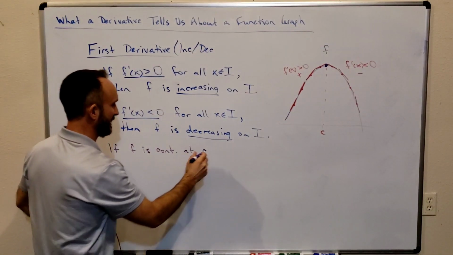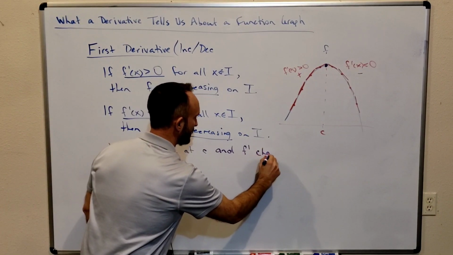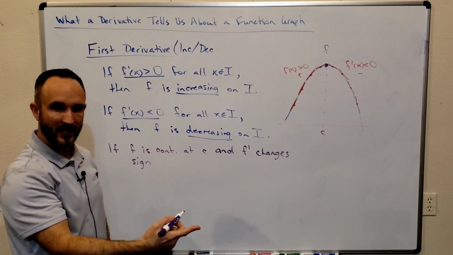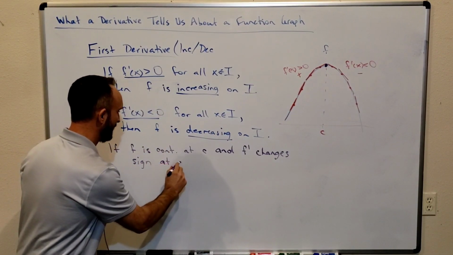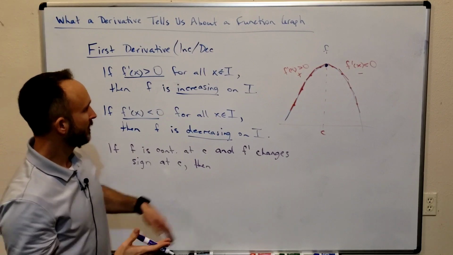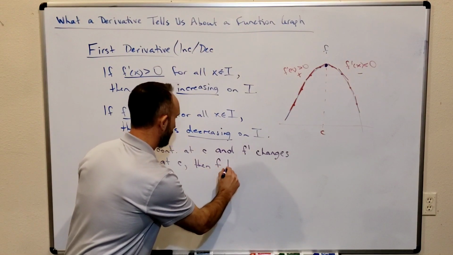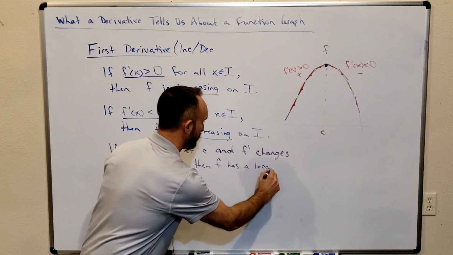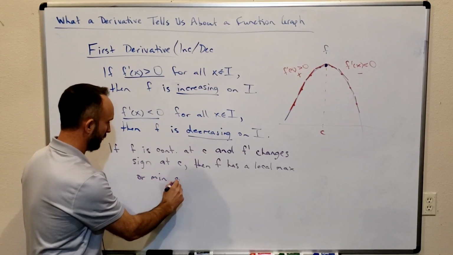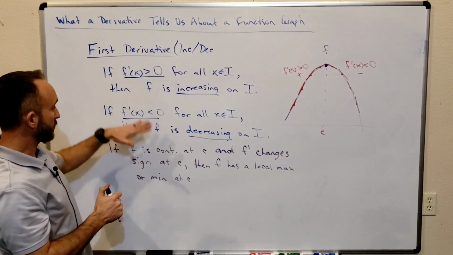So if f is continuous at c and f prime, the derivative, changes sign, goes from positive to negative or negative to positive at c, then what did we say? What does that tell us? Like this point here at c is a local maximum. So here, f has a local max or min at c.